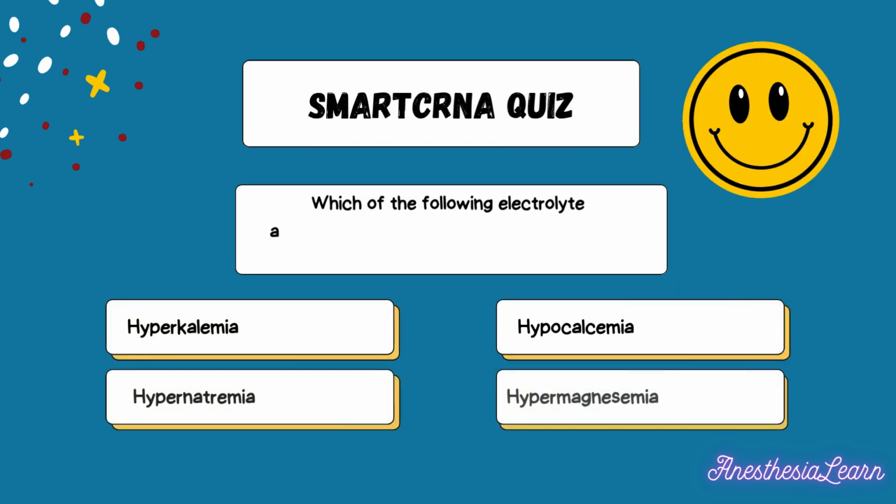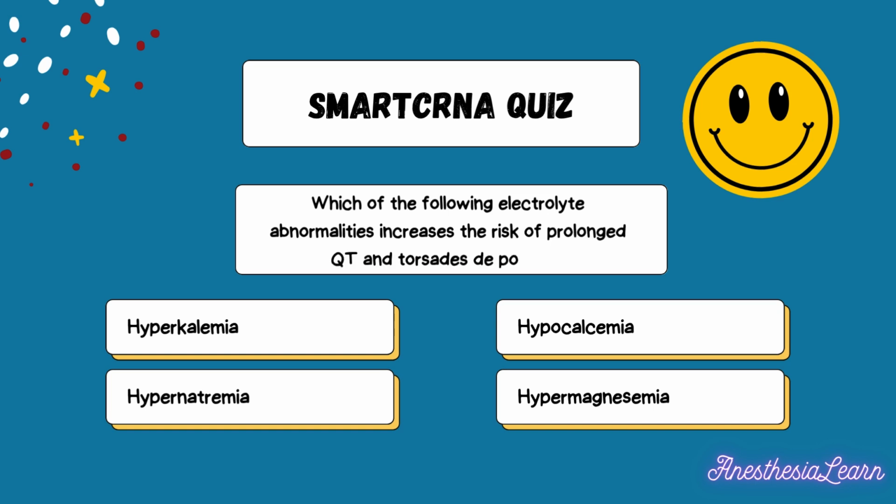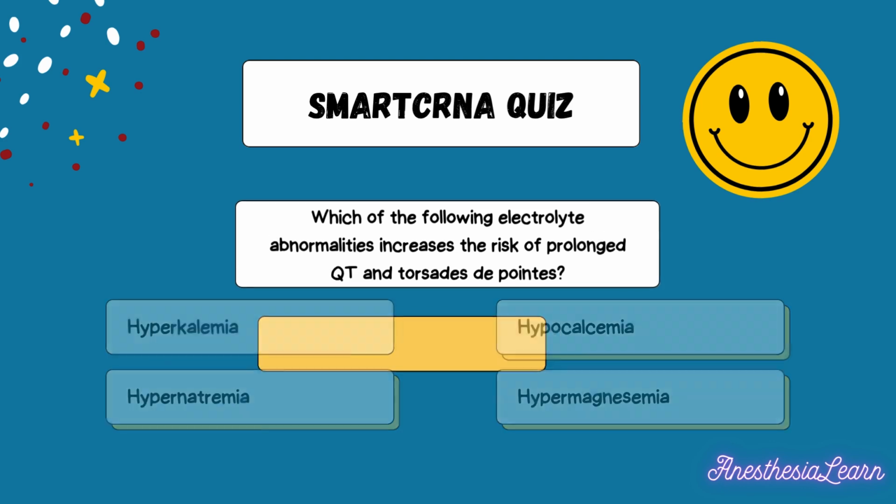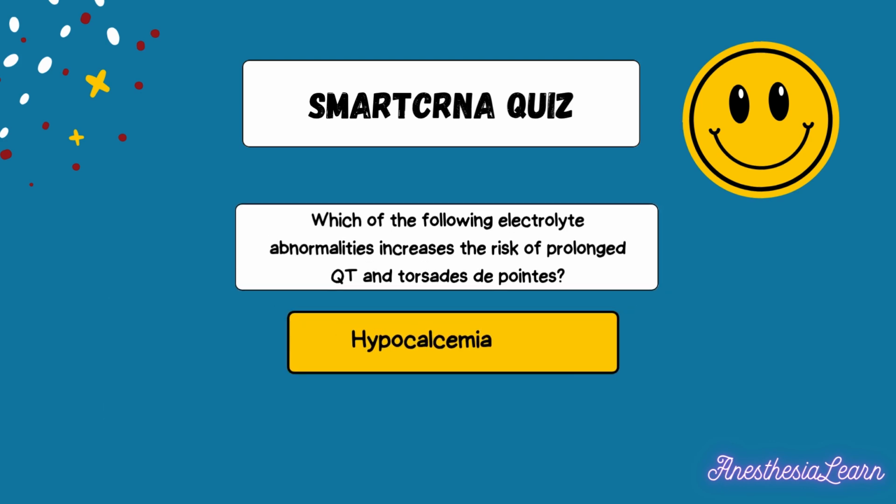Which of the following electrolyte abnormalities increases the risk of prolonged QT and torsades de pointes? Hyperkalemia, hypocalcemia, hyponatremia, hypomagnesemia. Hypocalcemia. Low calcium can prolong the QT interval, increasing the risk of torsades.